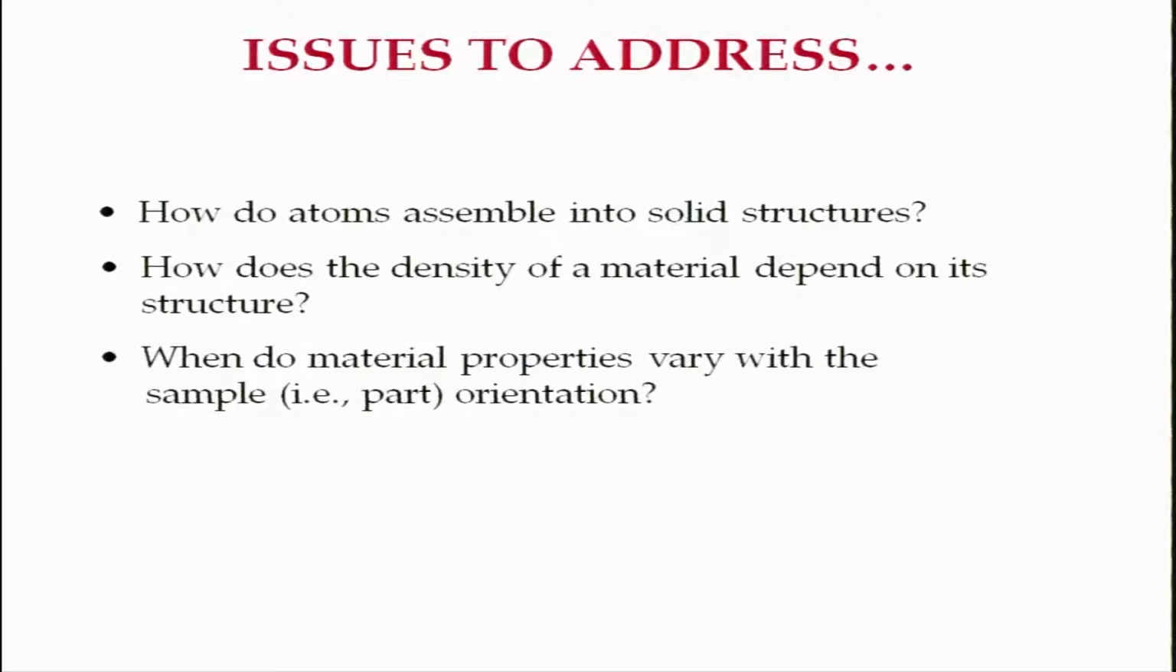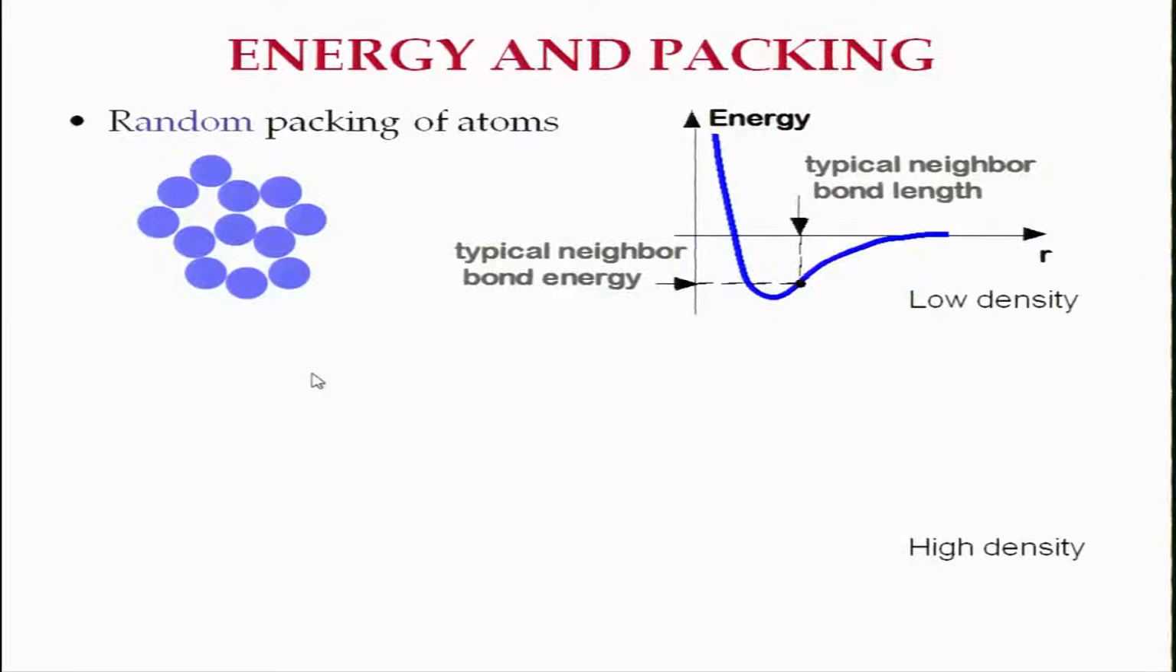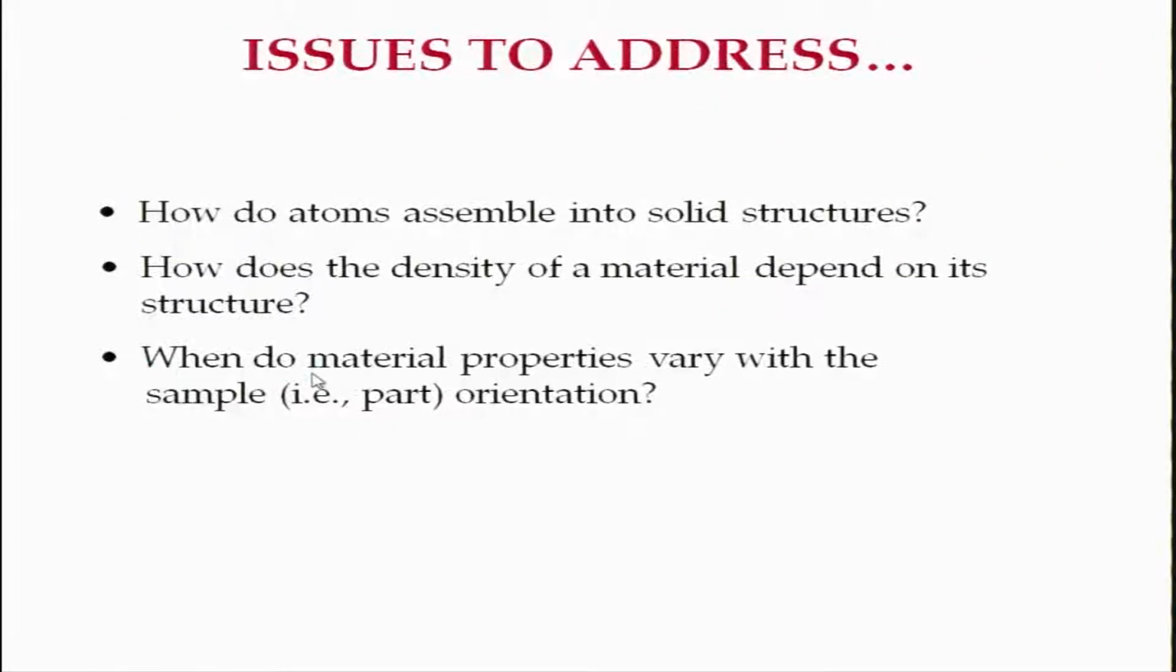So, the issues that we will address are: one, how do atoms assemble in solid structures; two, how does the density of a material depend upon its structure; and three, when do material properties vary with, for example, sample orientation. I do not know whether we will be able to do this particular part or not, but we will try and do the first two. Maybe we will take up some of these in the next lecture.